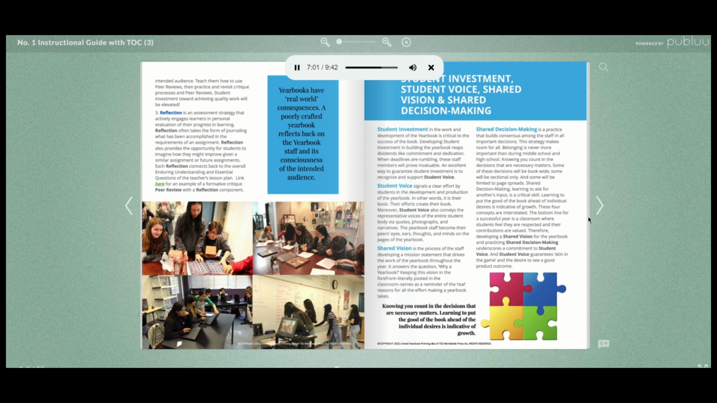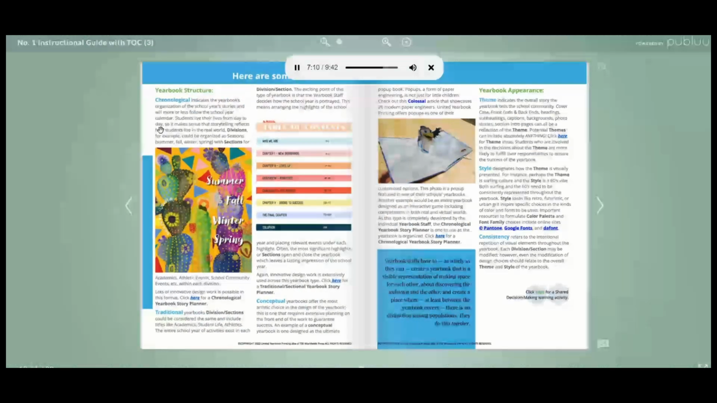A few examples of shared decision making come from the structure and design of the yearbook. As a team, students will have to decide whether they want a chronological, traditional, or conceptual yearbook. As the advisor, the goal is to facilitate an environment in which students are able to make these critical decisions together. We've included a yearbook story planner for each of these yearbook structures.